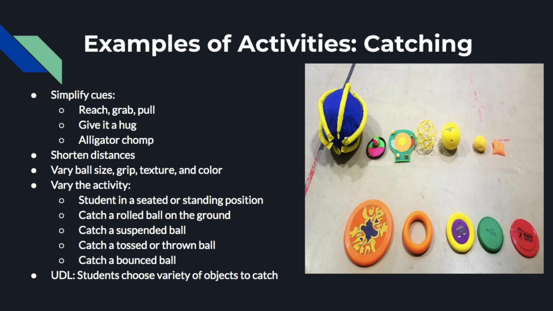A student who is beginning to learn how to catch can first catch a ball rolled to them on the ground. Catching a suspended ball provides a more predictable path that the ball will travel and eliminates having to retrieve the ball. You can also allow the student to choose which object they want to catch in order to increase motivation.